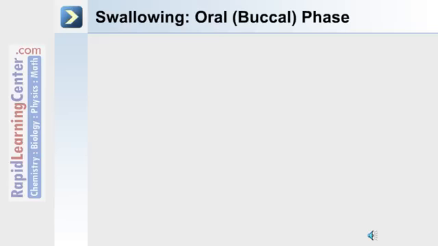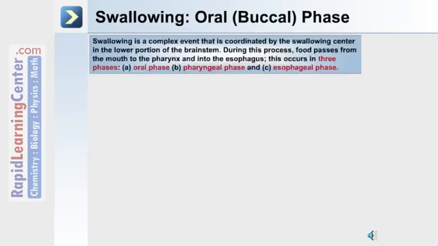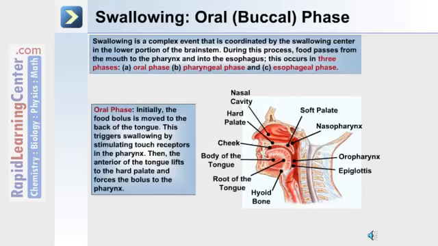Now let's describe the processes involved in swallowing. This is a complex event that's coordinated by the swallowing center in the brainstem. And during it, food passes to the pharynx, into the esophagus, and eventually into the stomach. Swallowing can be divided into three phases: the oral phase or buccal phase, the pharyngeal phase, and the esophageal phase. Let's first begin with the oral phase.